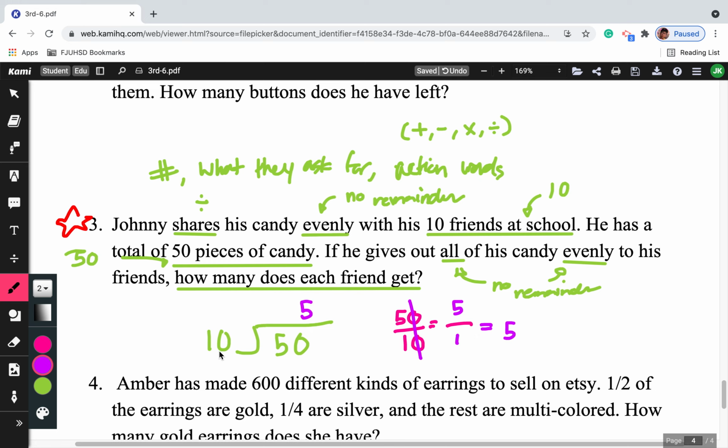And we can know this because, how many times can 10 go into 50? 5 times, because that's basically 10 plus 10 plus 10 plus 10 plus 10, which is 20, 20 plus 20 is 40, 40 plus 10 is 50. Therefore, if he gives out all his candies evenly to his friends, each friend will get 5 candies.